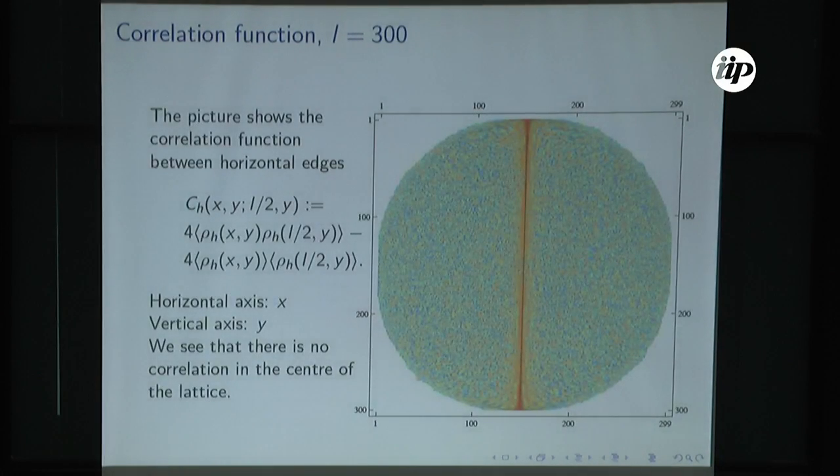So here is a two-dimensional plot. Here we measure from a point here, we measure in this direction. So we see that there are fairly strong correlation functions here at the bottom and at the top. But we'll see that here in the middle, there's a region where there is complete disorder, no correlation at all.